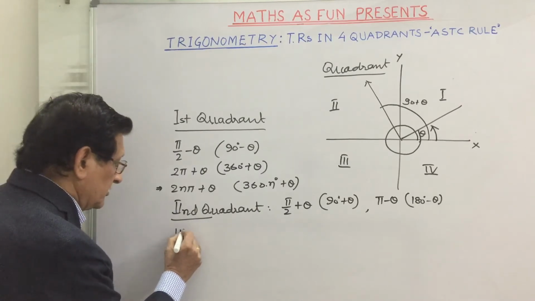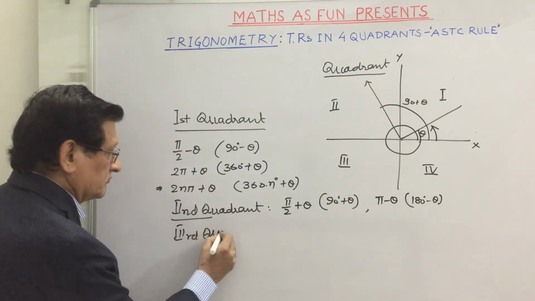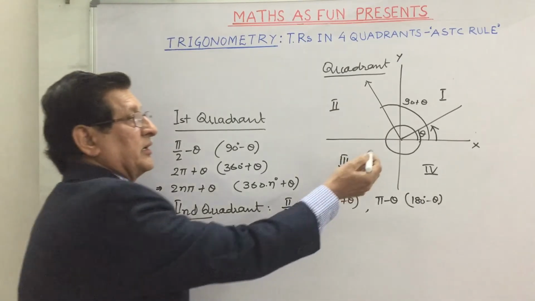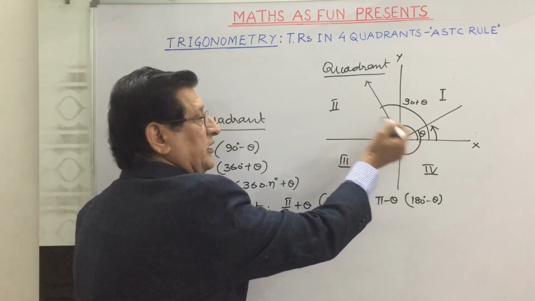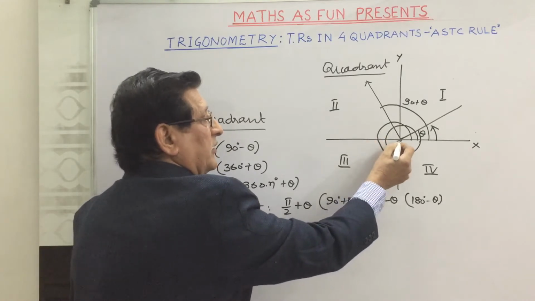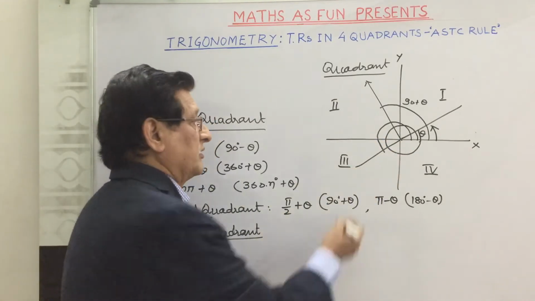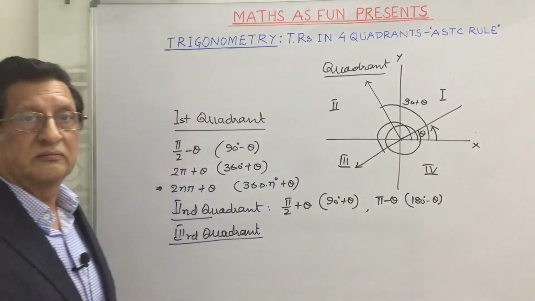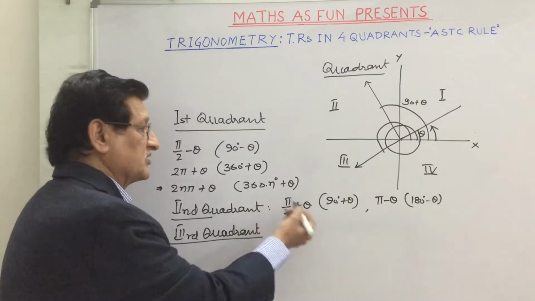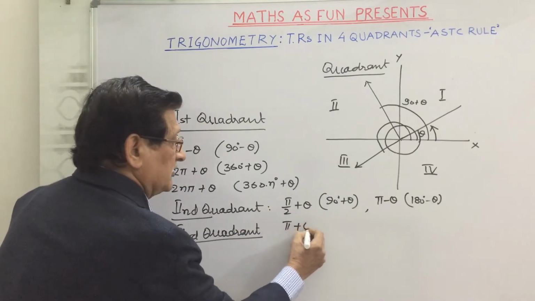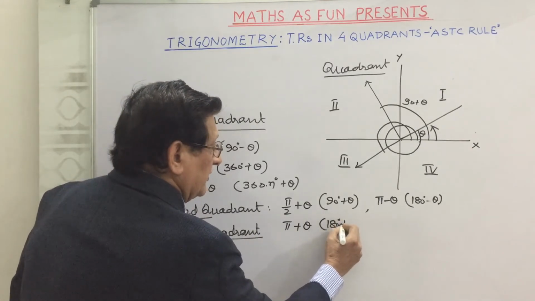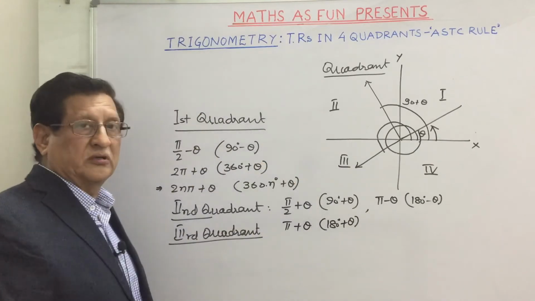When we talk about the third quadrant, we see that after completion of 180 degrees, when it makes any angle greater than 180, it comes to the third quadrant. It means any angle which is greater than 180 degrees, or we can say pi plus theta, or in degrees 180 degrees plus theta, will be lying in the third quadrant.